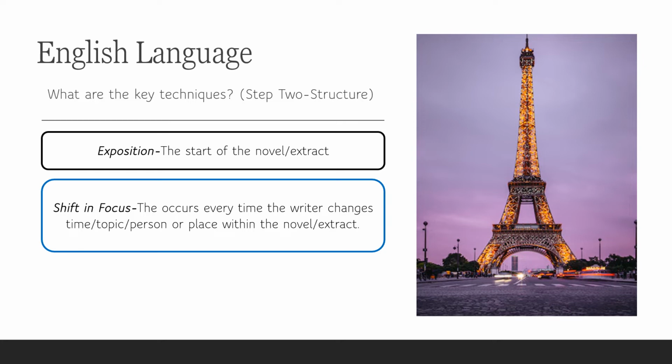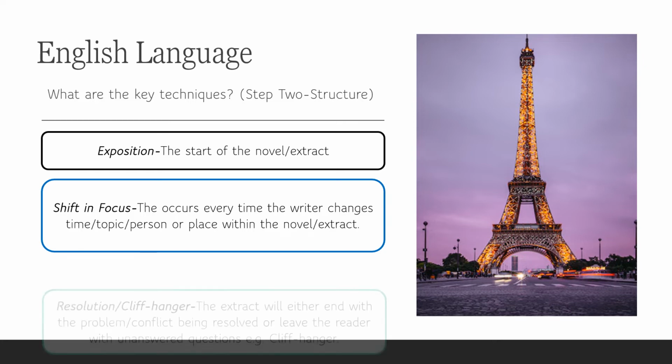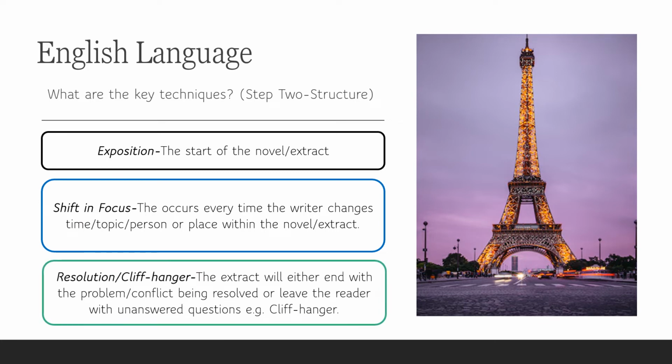How has that affected the reader? How does it grab our attention or our interest? And the final one, the resolution or the cliffhanger. So the extract will either end with the problem or the conflict being resolved, or leave the reader with unanswered questions, which would be a cliffhanger.